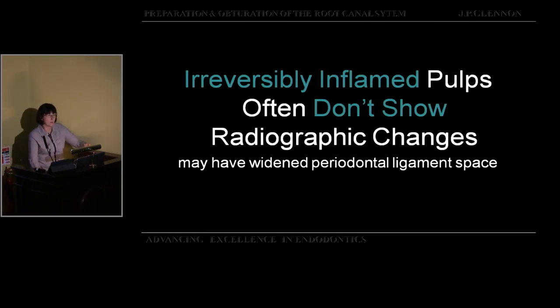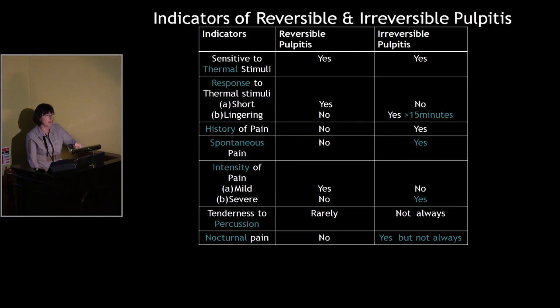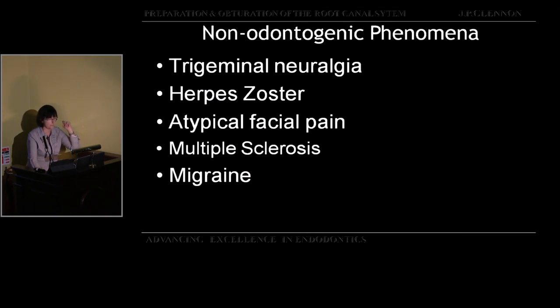We need to remember, reversibly inflamed pulps very often don't show radiographic change. You might be lucky and see a widened periodontal ligament space. And not every necrotic pulp will have a periradicular radiolucency. I'm slightly hesitant in putting up this chart because actually in real life the distinction between reversible and irreversible pulpitis, there isn't a clear cutoff, but there are good useful pointers in it.